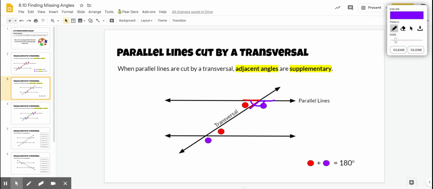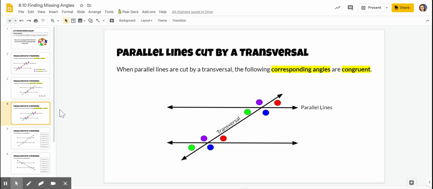And you can also probably tell by looking at them that they form a straight line here. And so because of that, you'll see down here that I said the red angle plus the purple angle equal 180 degrees because they are supplementary. So any adjacent angles, you can see that down here as well. Here's a purple angle. This red angle right beside it is adjacent, next to it, and they form a straight line together. So they are supplementary.